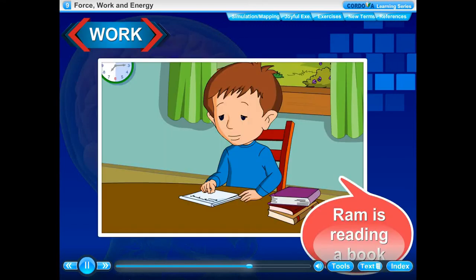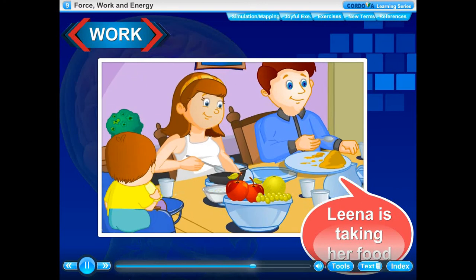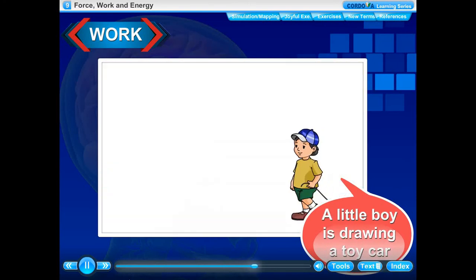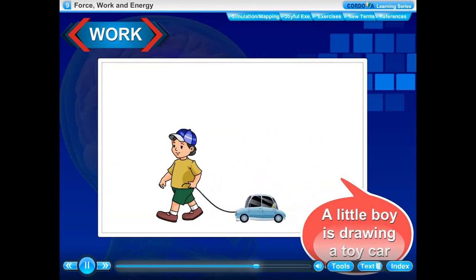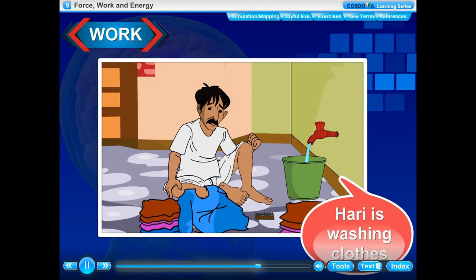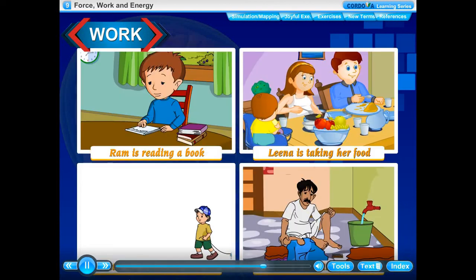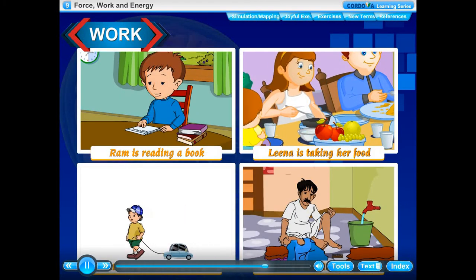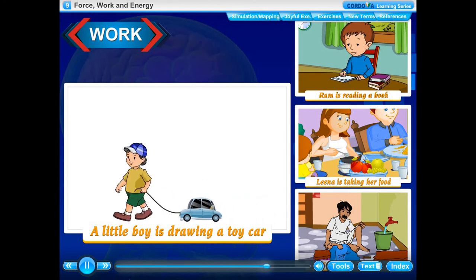Work. Look at the picture given below. Ram is reading a book. Leena is taking her food. A little boy is drawing a toy car. Hari is washing clothes. Now, tell who is doing work and who is not doing work. In all the above activities, only the little boy is doing work.